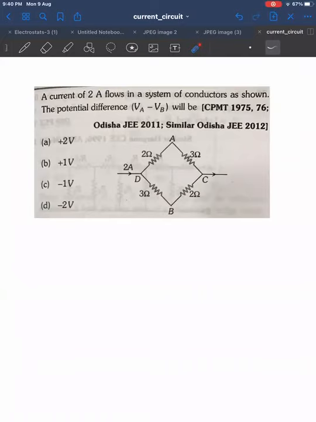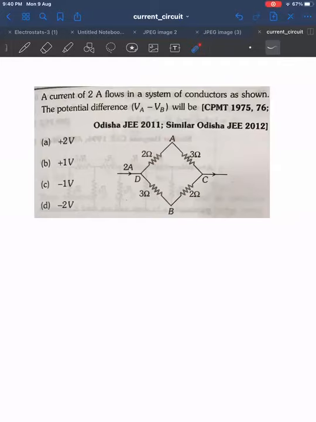Anyone getting the answer? Sir, I think the answer should be positive because you're going from higher potential to a lower potential, because the resistance is the same, 2, 3, 2, 3. Correct. So tell me what is the potential difference between this and this?